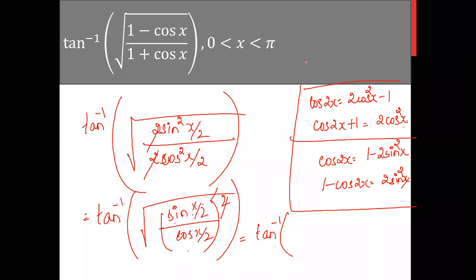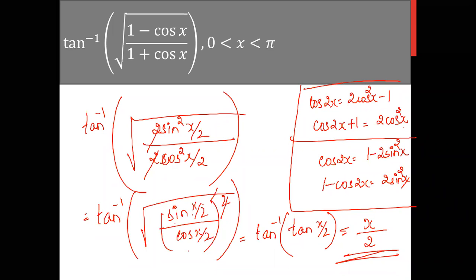So what is the answer? Sin x by 2 by cos x by 2 is tan x by 2. Good. So it becomes tan x by 2. So what is tan inverse of tan x by 2, students? It is nothing but x by 2. So the simplified form of this particular question is x by 2.